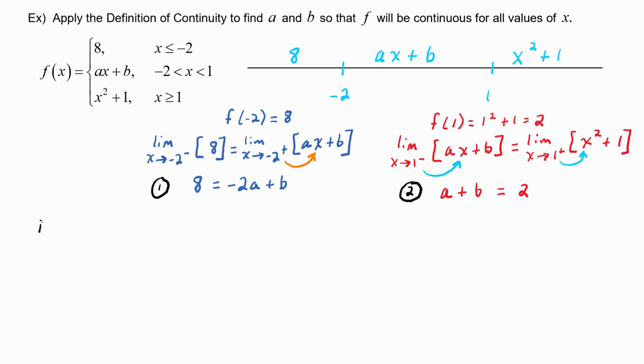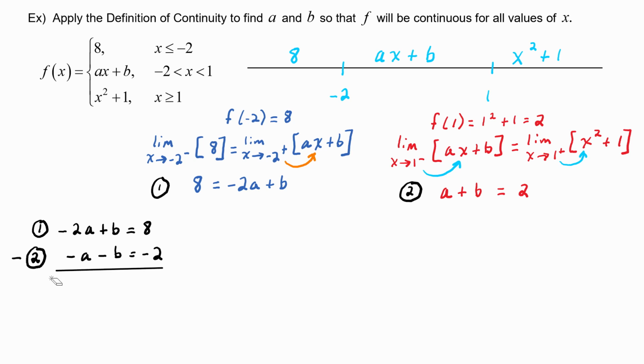If I start with equation 1, I'm going to write this side first. I'm going to say negative 2a plus b is equal to 8. Now we know that we're going to want to eliminate a variable. So what I'm going to do is take the opposite of equation 2. So then that would be negative a minus b is equal to negative 2.